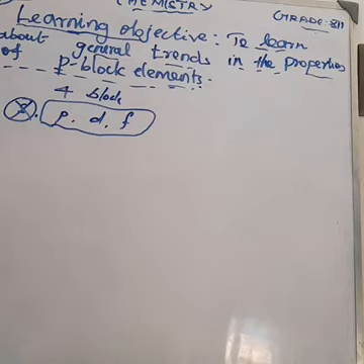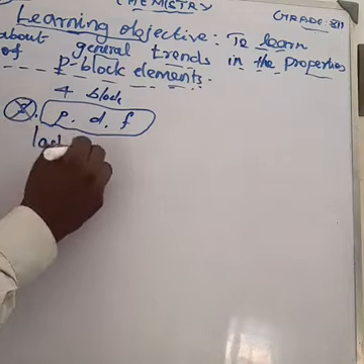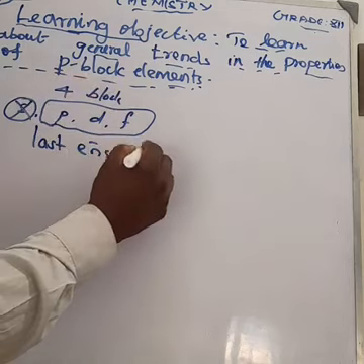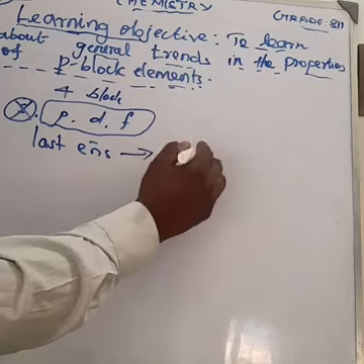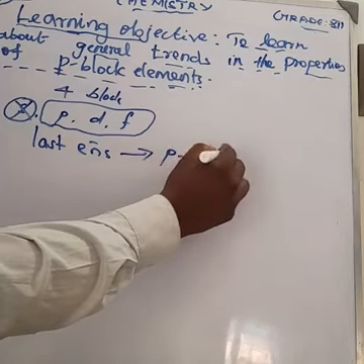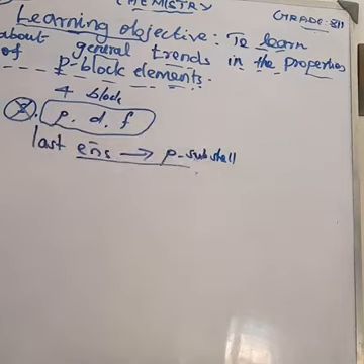Next, what are the P block elements? They are the elements in which the last electron enters the P orbital. The last electron enters the P orbital. Those are called P block elements. Am I right?